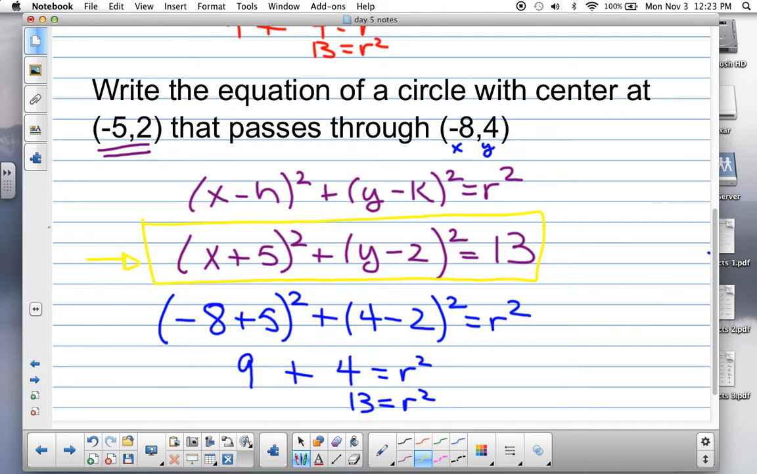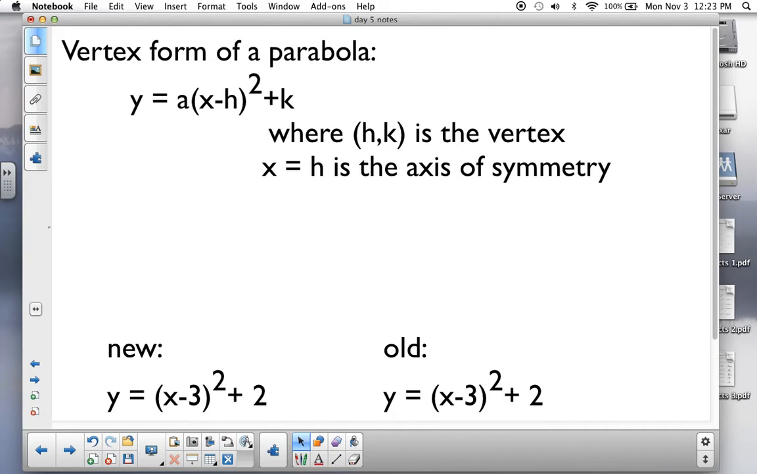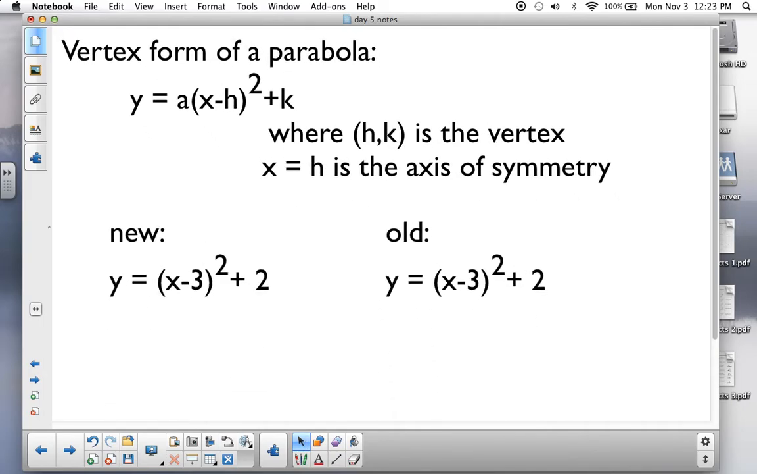Big idea number 3, our last one, is talking about parabolas in a new form, this thing called vertex form. We're used to standard form, which is the ax squared plus bx plus c. And now you're going to see the parabola in this new way, as a quantity squared with a number tacked on the end. This is kind of the generic where h, k is the vertex and x equals h is the axis of symmetry. So I know this maybe doesn't make a lot of sense, but let's do a couple examples and then you'll kind of see what I'm talking about.